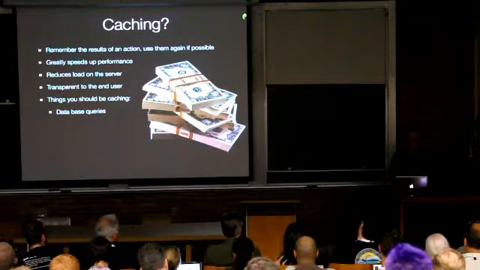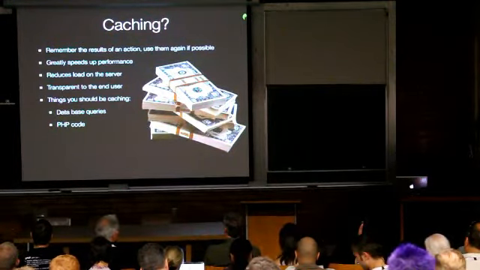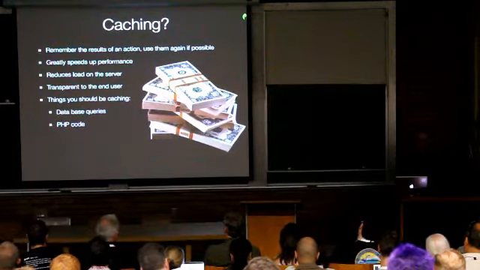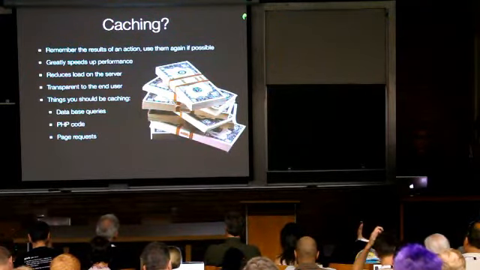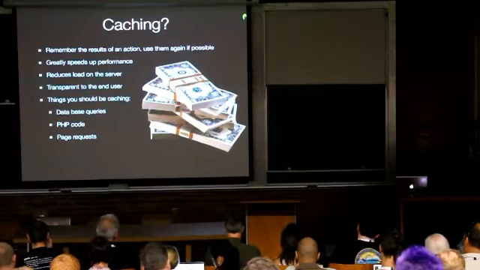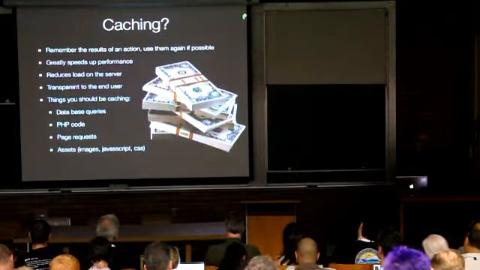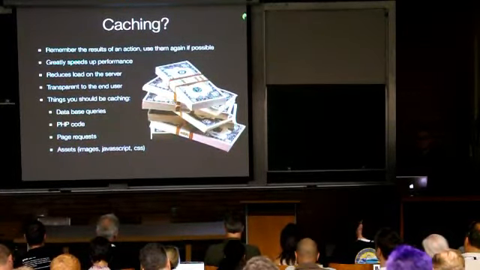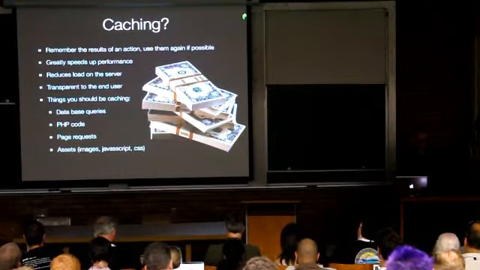So those queries can be cached, right? The PHP code itself can be cached. We'll be talking about that in a second. Your page requests can be cached. So the whole page that gets built, we can hold on to that. It's not just the queries, but the whole contents of the page. Okay? Your assets can be cached. Your images, JavaScript, your CSS, the things that aren't your blog posts or queries. We can cache all of those.